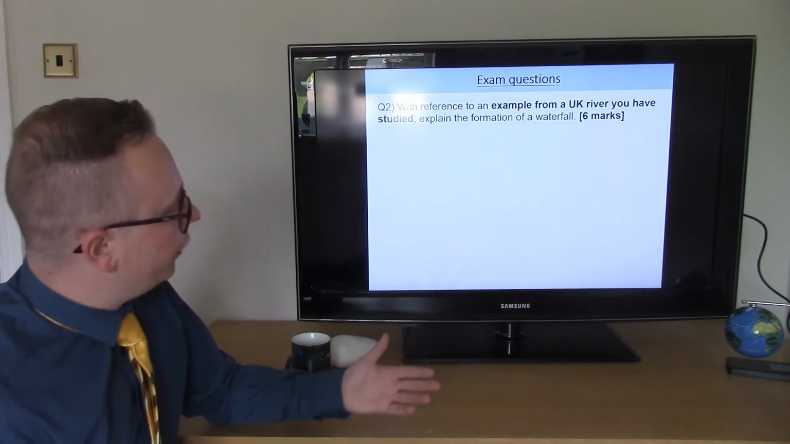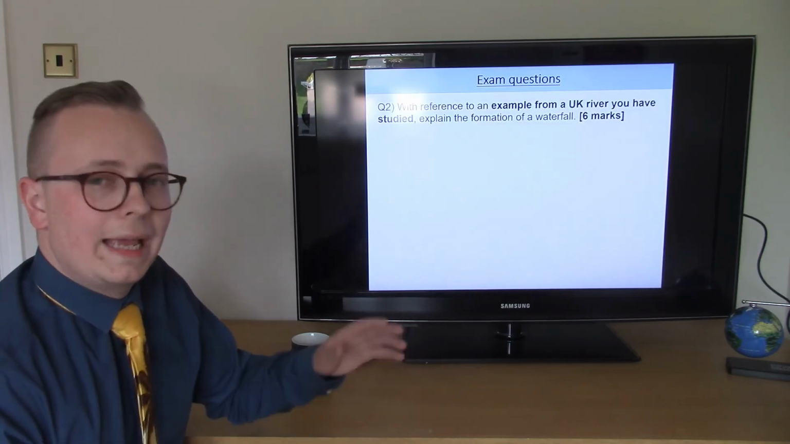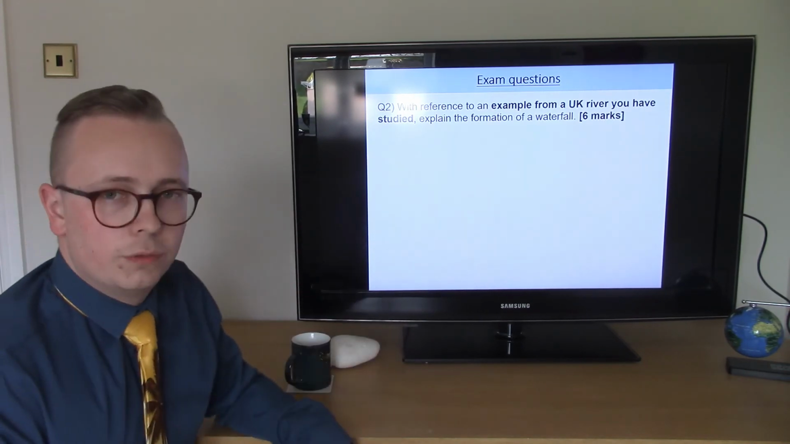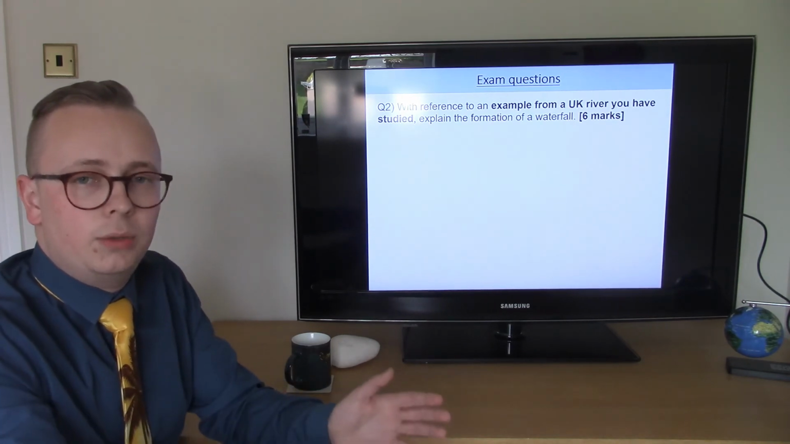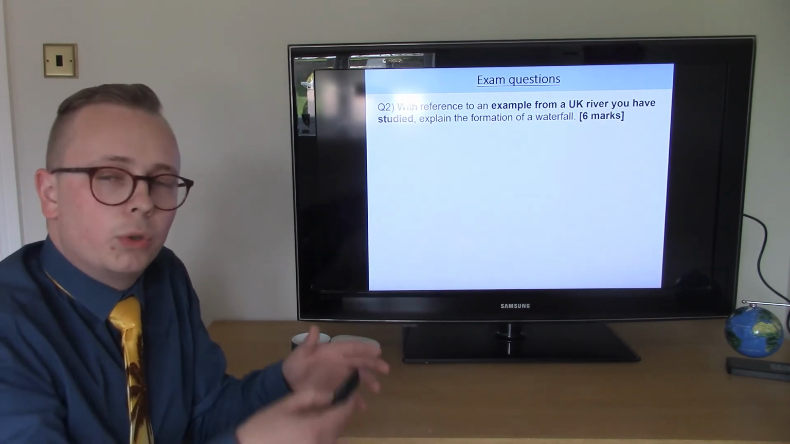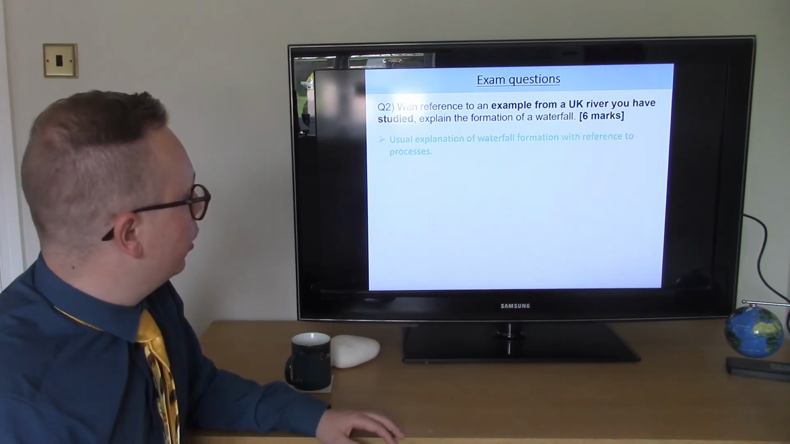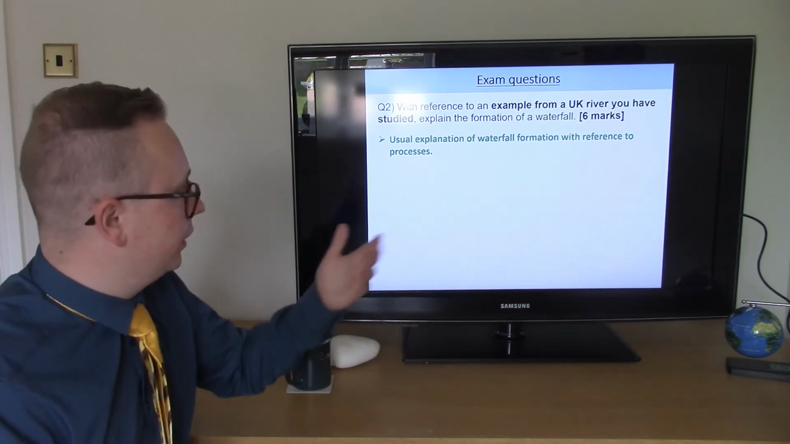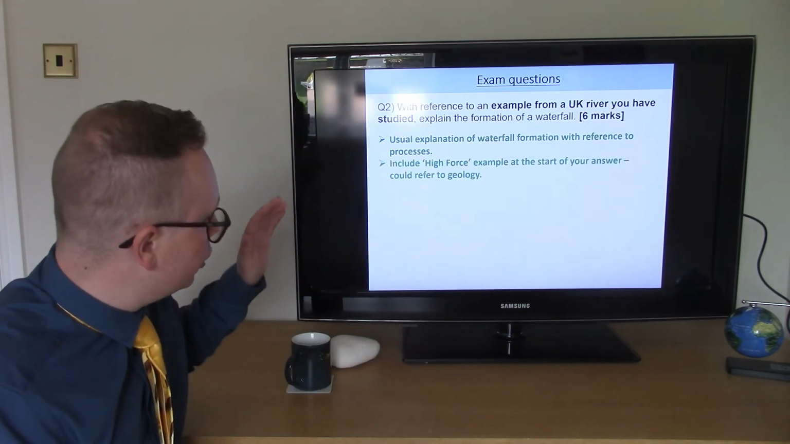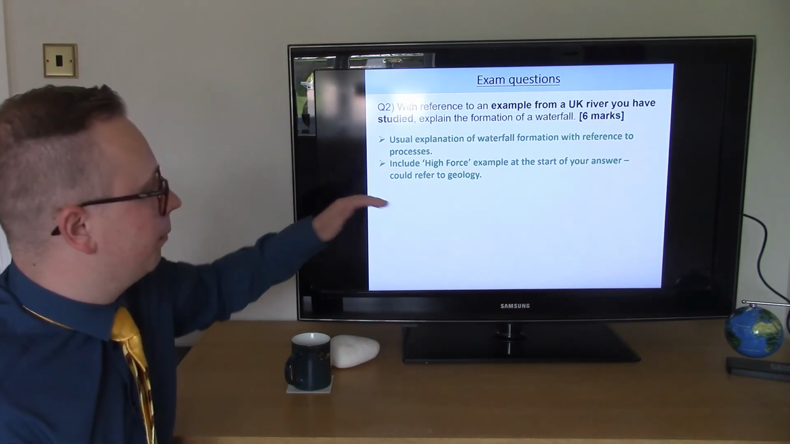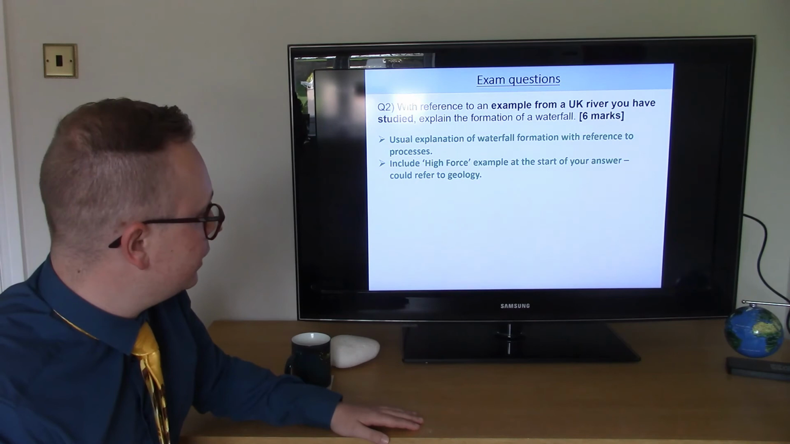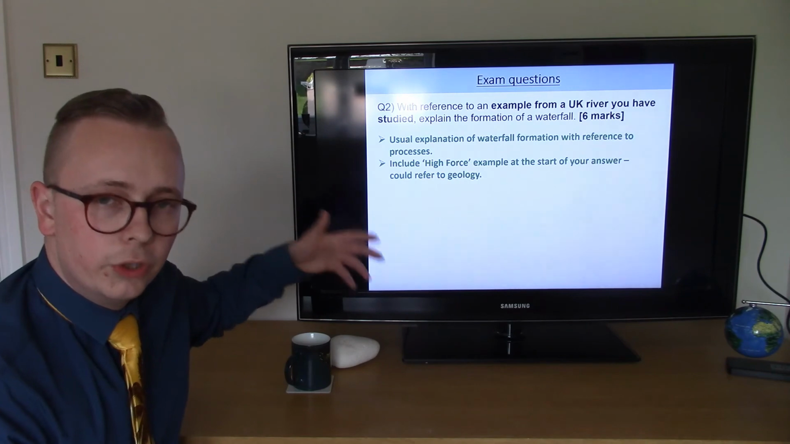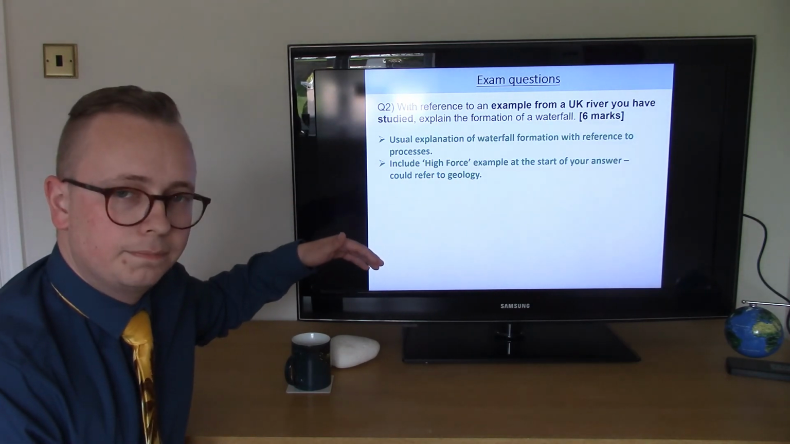And just another example here, much simpler use of this example. It says, with reference to an example from a UK river you have studied, explain the formation of a waterfall. So it's a classic explain the waterfall formation question, but wants you to also refer to a specific example. So you need to do that usual explanation with clear reference to the specific processes, in this case hydraulic action and abrasion, but you must also include a specific example. And our example, of course, is High Force on the River Tees. Start your answer with that. You could also refer to the specific geology here as well to show further knowledge of this specific waterfall.